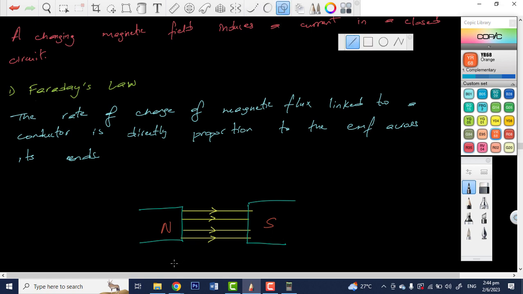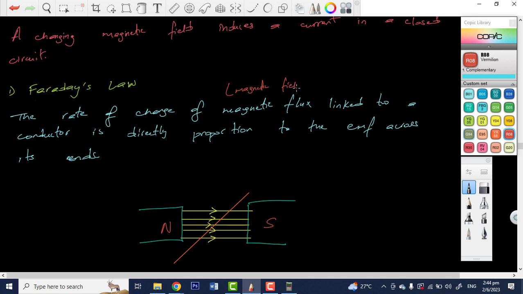we have a conductor, let's say like that, and this conductor is, let's say, stationary in that magnetic field, right? We have this conductor stationary in this magnetic field. Now, what we say is that we're going to have some magnetic flux linkages. Now, magnetic flux is just magnetic field lines. So I could say it's the rate of change of magnetic field lines linked to a conductor.